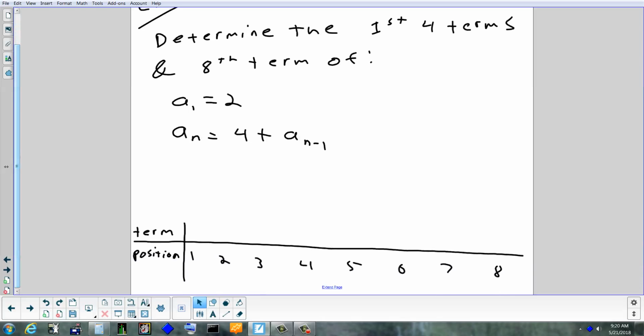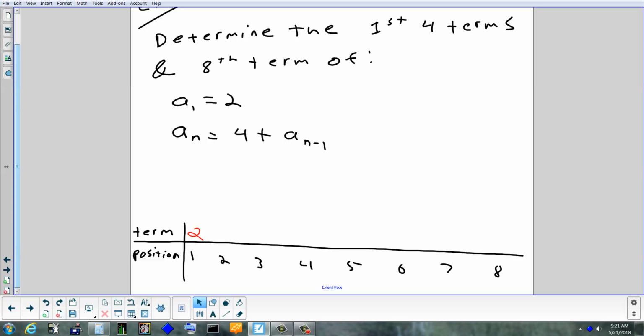So Tessa, what's my first term here? Two? How'd you calculate that? She didn't calculate it. It's given. Right? So the first term is 2. They always got to start you off somewhere. And now we follow the rule from this point forward. 4 plus the term before it.